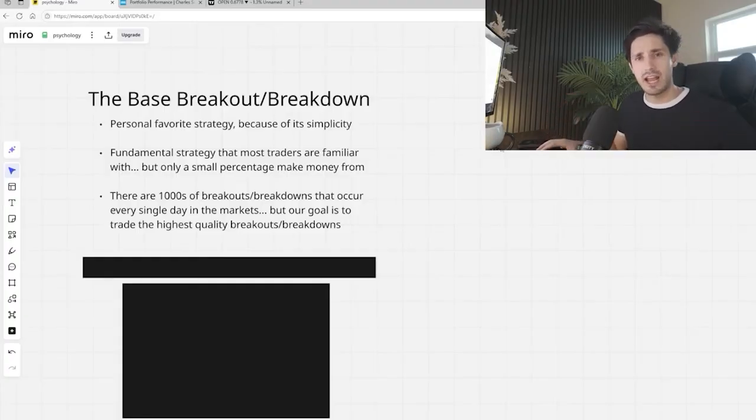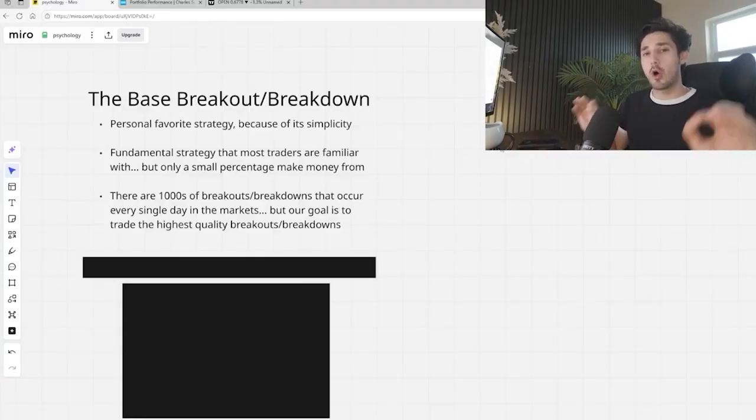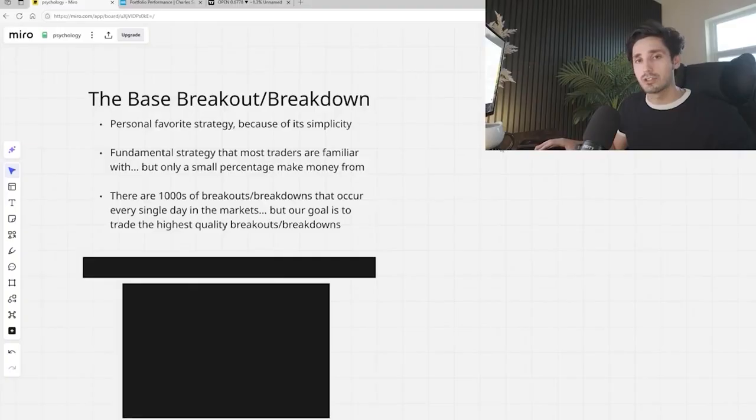Oh yeah, breakouts fail. Well, yeah, there are thousands of breakouts and breakdowns that occur every single day in the markets. But our goal as traders is to only trade the highest quality of breakouts, right? The ones that are going to have a high reward to risk, that are going to be high probability, that are going to be high quality. And we want to avoid the low quality breakouts and breakdowns. And in this video, I'm going to explain exactly what to look for, what criteria to follow, how to identify high quality breakouts versus low quality breakouts.